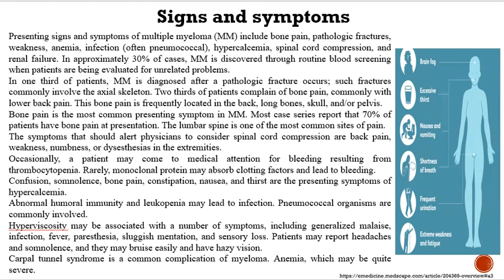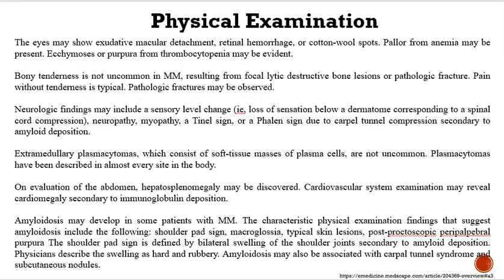Confusion, somnolence, bone pain, constipation, nausea, and thirst are the presenting symptoms of hypercalcemia. Abnormal humoral immunity and leukopenia may lead to infection, usually pneumococcal. Hyperviscosity may be associated with a number of symptoms, including general malaise, infection, fever, paresthesia, sludging, altered mentation, and sensory loss. People may report headaches and somnolence, and they may bruise easily and have hazy vision. Carpal tunnel syndrome is a common complication. Anemia, which may be quite severe in patients with multiple myeloma, is also present.